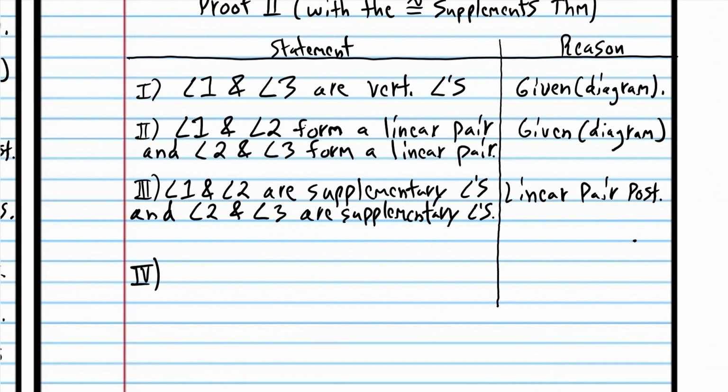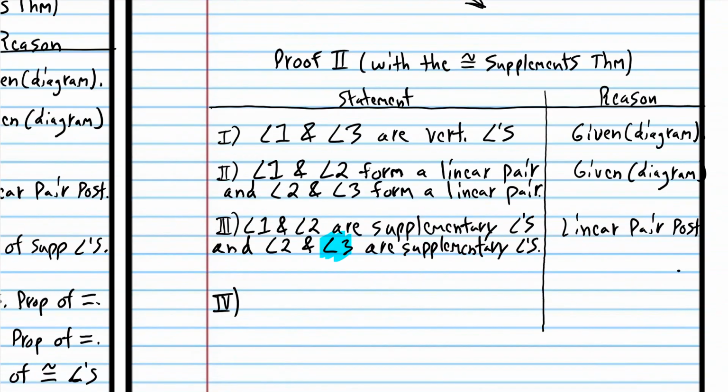So let me explain exactly what's going on here. Angle 1 is supplementary to angle 2, but angle 3 is also supplementary to angle 2. Very important to understand what's going on here. I want to say that again. Angle 1 is supplementary to angle 2, and angle 3 is also supplementary to angle 2.